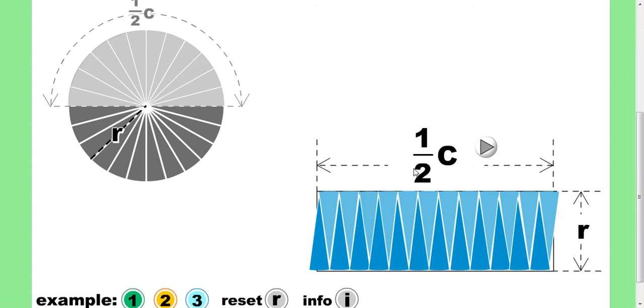Now half the circumference round here is the same as half of pi d. But half of pi d is the same as a half of 2 radiuses times pi. So a half of 2 radiuses times pi is just pi r. So now if we look at what the area of the rectangle is, it's pi r, which is the length, times r. And pi r times r is pi r squared.